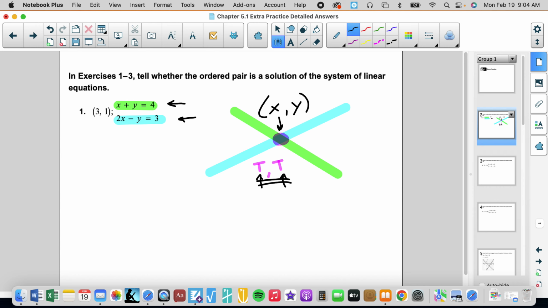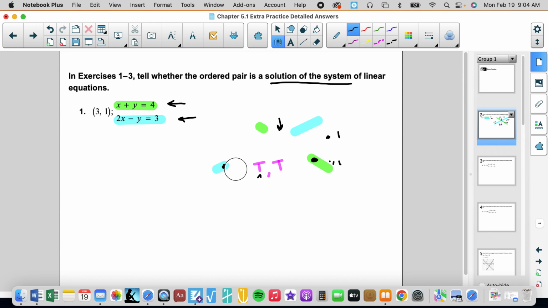So if I pick this point, it would be false. It would be false for both of those equations. This would be true, false. This point here would be false for the green, true for the blue. So when we find a solution of the system, we're looking for this point of intersection. It starts off by providing you a point, and you check to see if it is a solution. We're checking to see if this is true. Is it true for both equations?